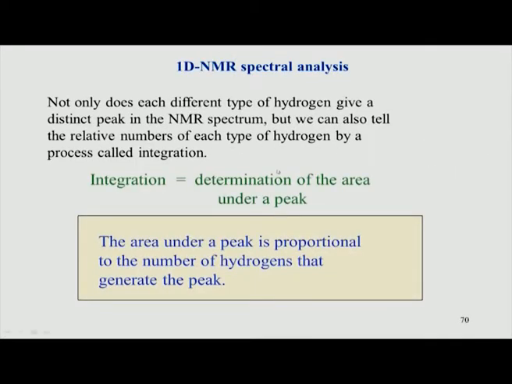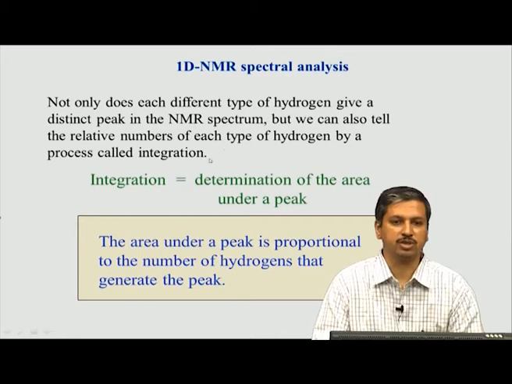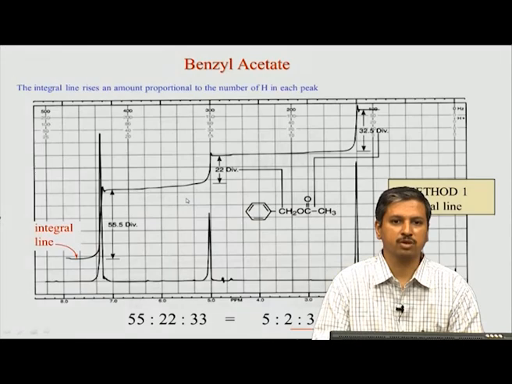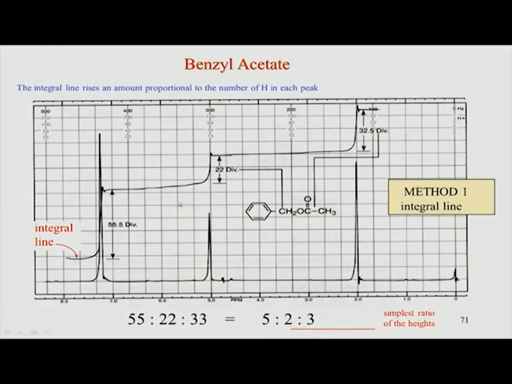The second point in the NMR spectrum which we saw is the area of the peak. That is what is shown here: the area determines the number of protons. The area under a peak is proportional to the number of hydrogens that generate the peak. This is called integration. So, we integrate a peak to determine the area under the peak, as shown in this particular diagram.